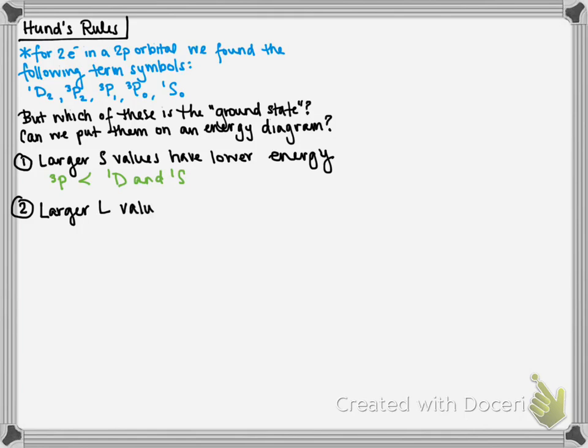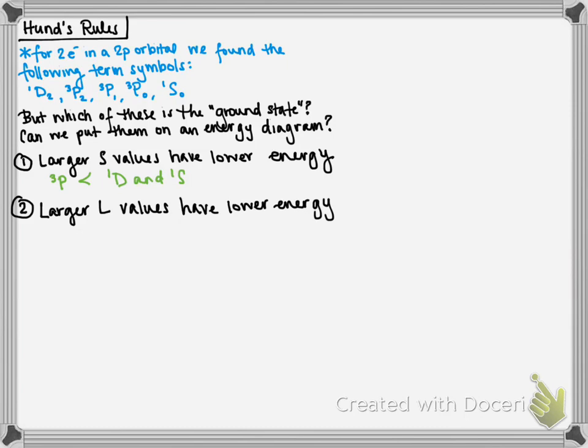Rule number 2 says that larger L values have lower energy. So we know that all 3 of our triplet P's are lower in energy. Where does the L value show up in your term symbol? The letter. So that capital letter in the middle represents your L value. So S represents L equals 0, P represents L equals 1, and D represents L equals 2. This is very similar to the lowercase s, p, and d that we call our hydrogen-like orbitals and their L values, right? Their lowercase L values. So capital L is going to mirror lowercase l in this case.